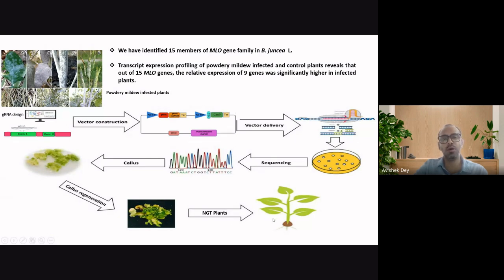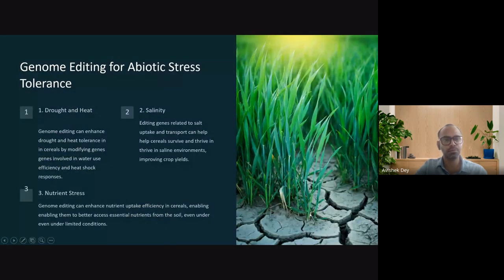And these plants now will have your target susceptible gene family mutation, because of which now if you infect artificially with powdery mildew, you will see that your plants are resistant to powdery mildew infestation. So this is another approach by which you can do genome editing.